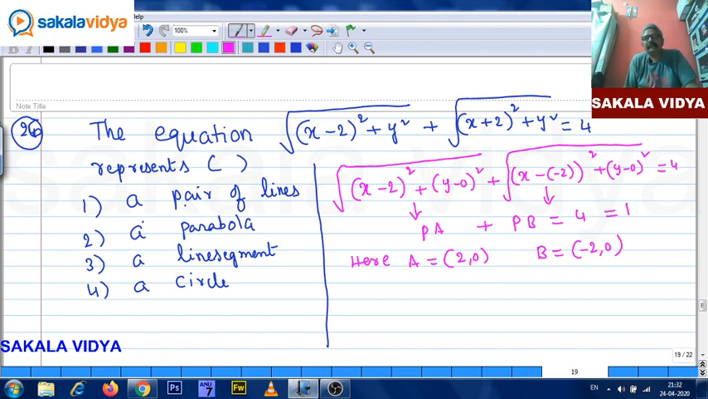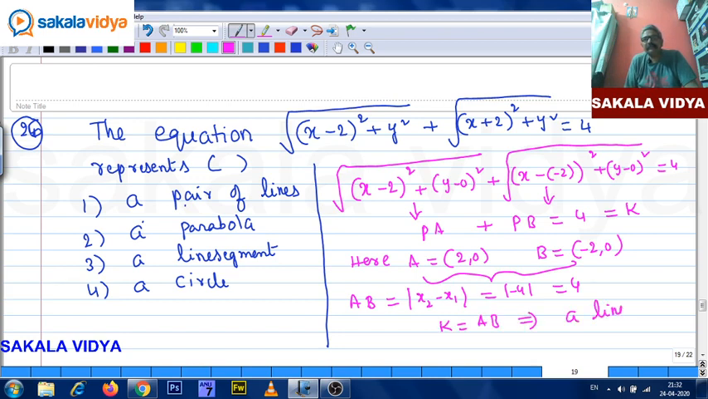Now this is K. Distance between these 2 points, let us find out. AB is equal to, since x coordinates are different and y coordinates are same, mod of x2 minus x1. So mod of minus 4 equals 4. That means here K equals AB. Therefore, it represents a line segment. If K greater than AB, that is an ellipse. So that means a line segment.